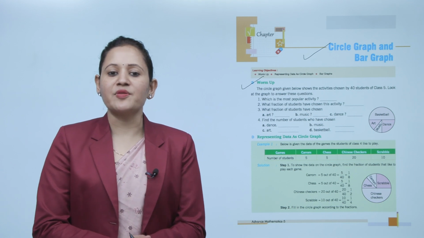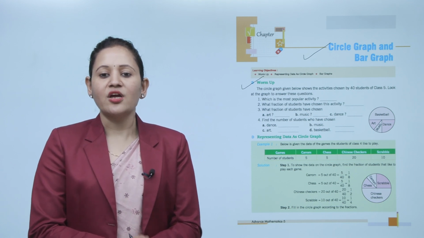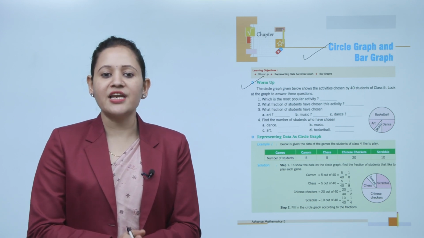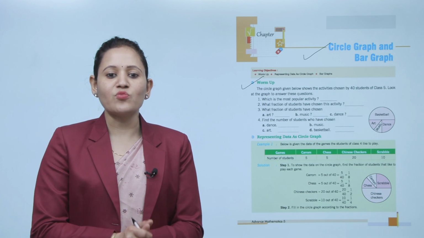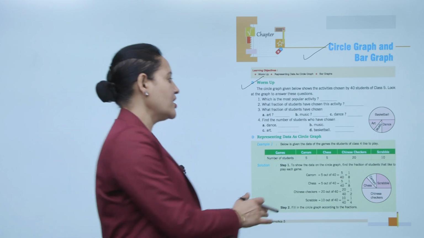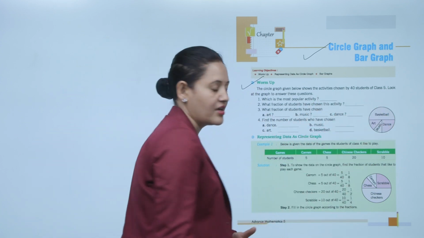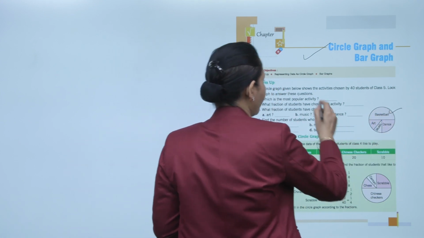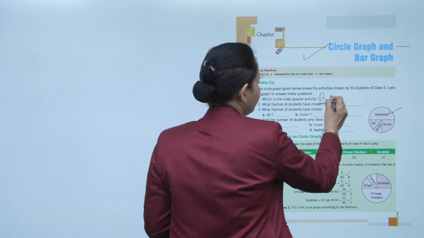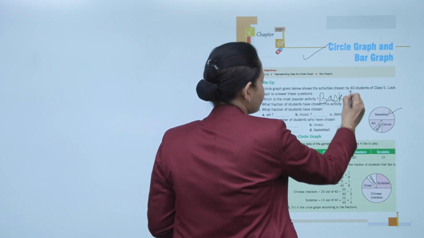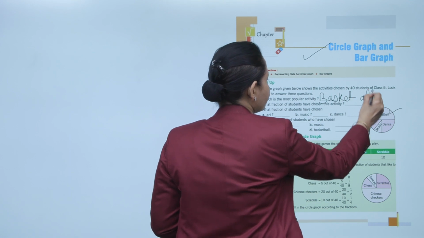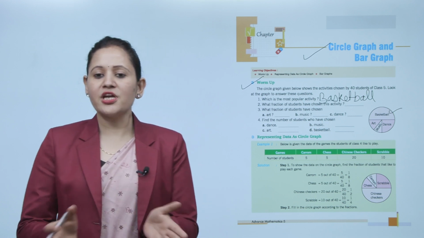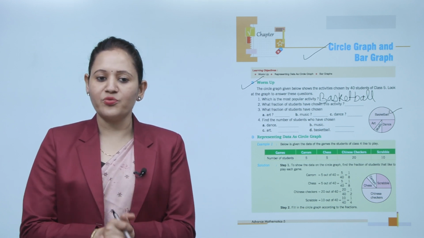The circle graph given below shows the activities chosen by 40 students of class 5th. Look at the graph and answer these questions. Which is the most popular activity? So here from this circle graph, you can see the most popular activity, that is basketball. So we'll write basketball here. Clear? Like this, by looking at the graph, you can answer the following questions.